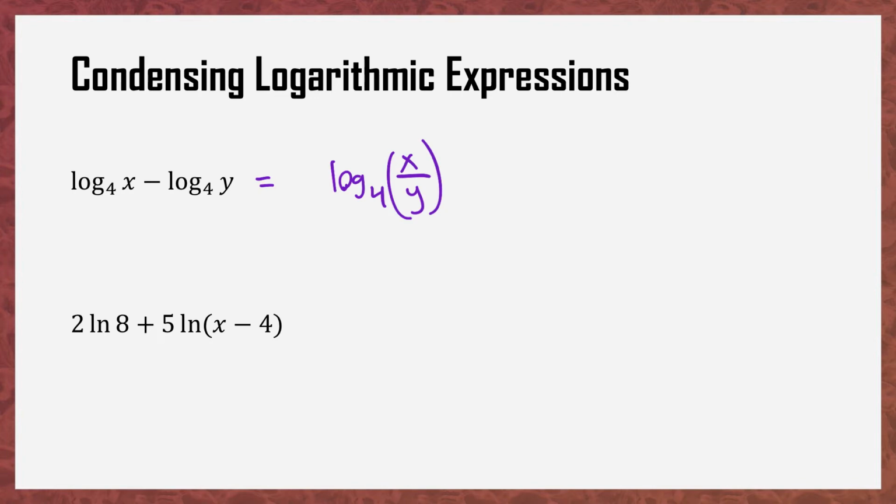Okay, 2 ln of 8 plus 5 ln of x minus 4. So we have a plus here, so we're going to make this a multiplication. They're both ln, so they both have the same base e. There's a number in front of that and a number in front of this, so we have exponents for each of these. So I can rewrite this as a single natural log. They're being added, so I can multiply them. So it is ln of 8 squared, times x minus 4 to the 5th.